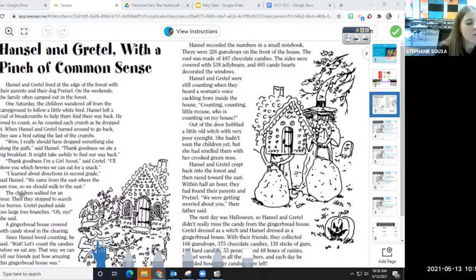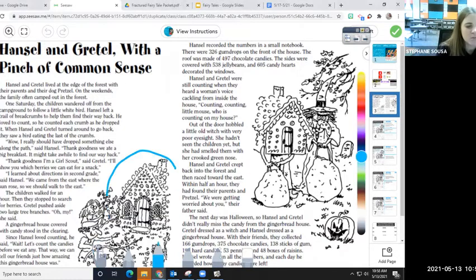The children walked for an hour. Then they stopped to search for berries. Gretel pushed aside two large tree branches. Oh my! A gingerbread house covered with candy stood in the clearing. Since Hansel loved counting, he said, "Wait, let's count the candies before we eat any. That way we can tell our friends just how amazing this gingerbread house was."